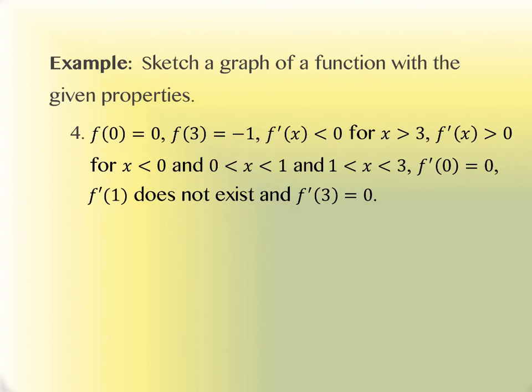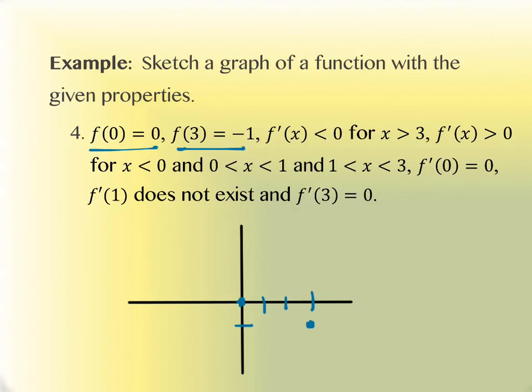So the first two pieces of information are giving me simply points on my graph, right? So we're just going to plot those. We're going to start with that. We've got a graph. The graph has the point 0, 0 on it. And it has the point 3, negative 1. Okay, so far so good? Okay, so we've kind of taken care of those. I'll mark them off.